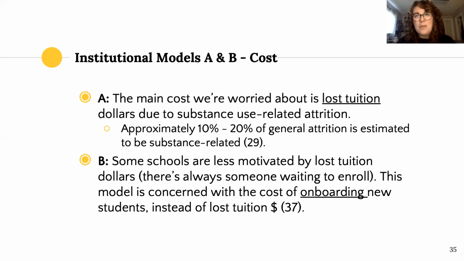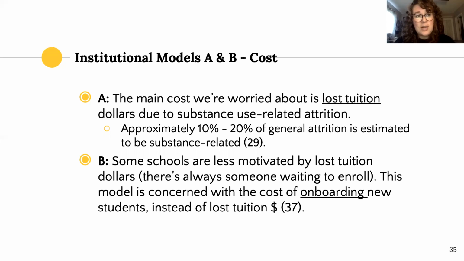Essentially, bother with B if somebody is asking you to be super conservative, or you're at a really, really elite school where the attitude of the decision makers is such that they want you to not worry about lost tuition, essentially, right? So the main cost that we care about in institutional model A is lost tuition. We care about tuition that our institution is missing out on because somebody had to drop out because of their substance use disorder, right?